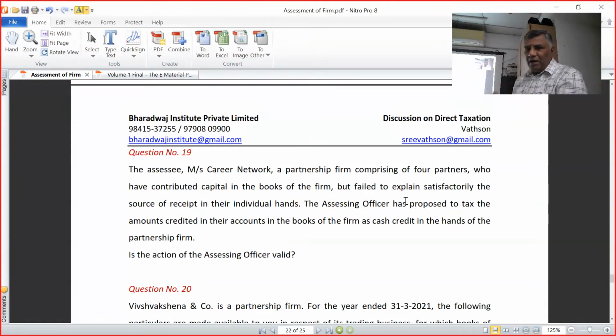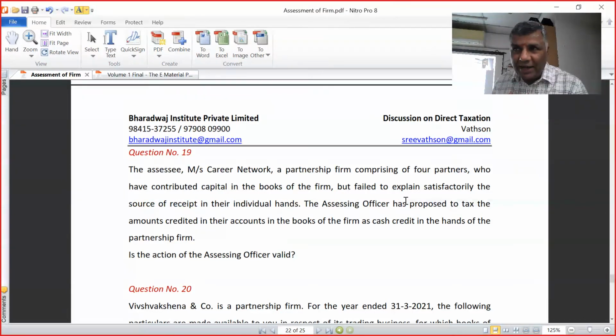The partnership firm had some cash credits. The AO asked for the explanation. The firm explained that it is contributed by the partners. AO asked, what is the source for the partners to contribute this? Unless they have earned it, they cannot contribute. For which the partners were unable to specify the source. AO proceeded against the firm, saying that this is unexplained cash credit, taxable.